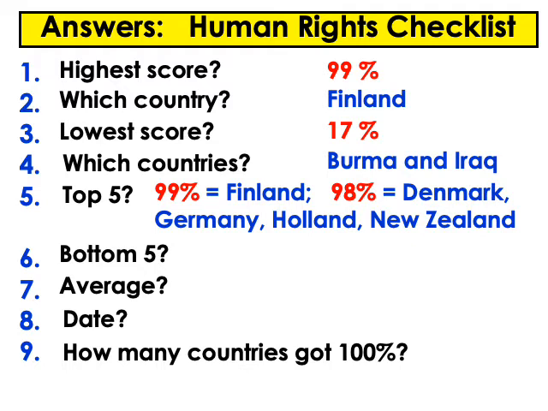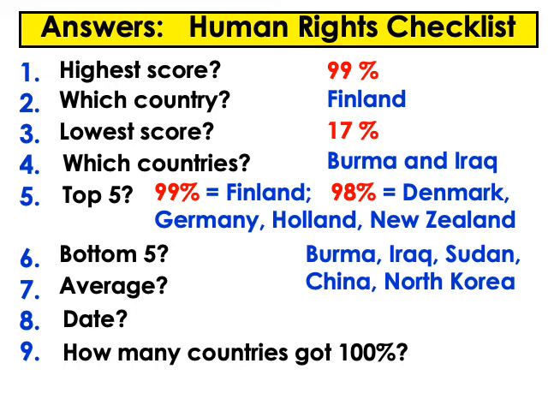Remember Japan, 85? Sounded pretty good? Woo, doesn't compare to 98 or 99. Bottom 5, worst countries. Burma, Iraq, Sudan, China, North Korea. 17, 18, 20, 21%. What was the world average? If you take all the world's rankings and average that, it was 62%. That's barely a pass in my university.